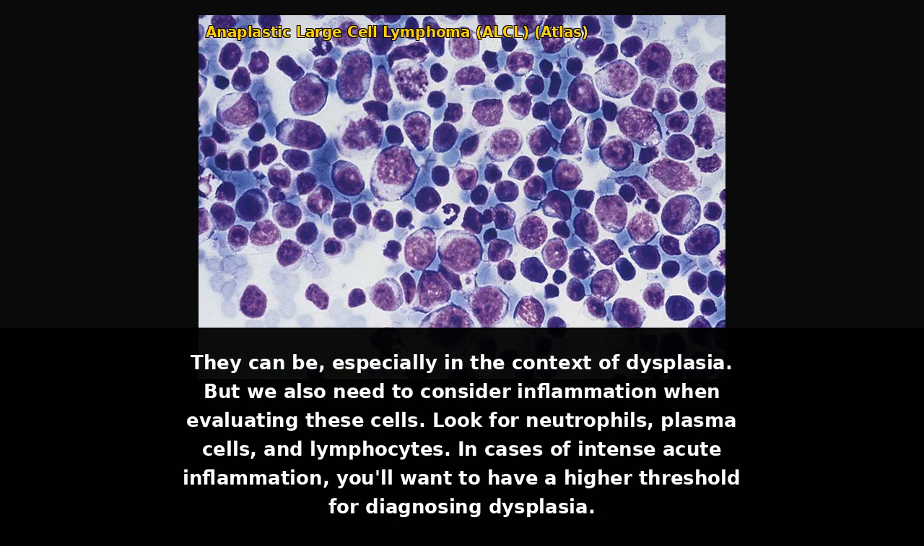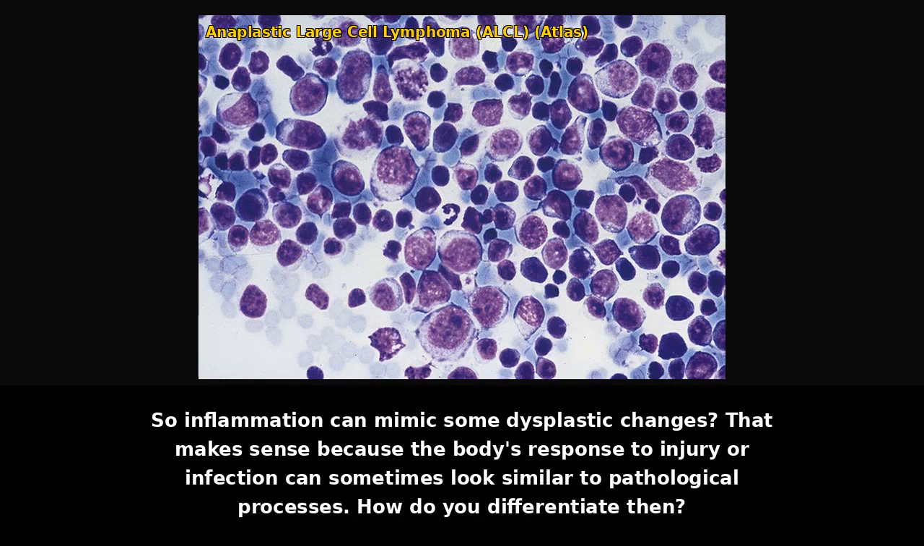especially in the context of dysplasia, but we also need to consider inflammation when evaluating these cells. Look for neutrophils, plasma cells, and lymphocytes. And in cases of intense acute inflammation, you'll want to have a higher threshold for diagnosing dysplasia. So inflammation can mimic some dysplastic changes? That makes sense because the body's response to injury or infection can sometimes look similar to pathological processes.